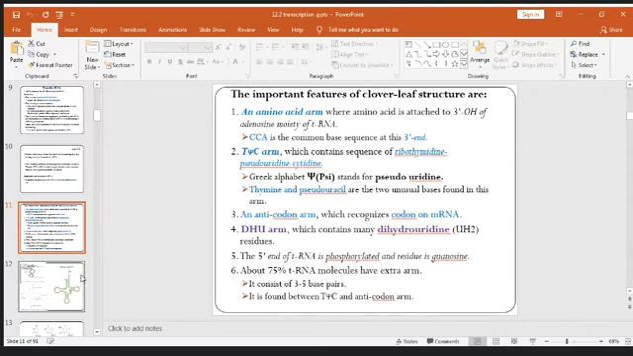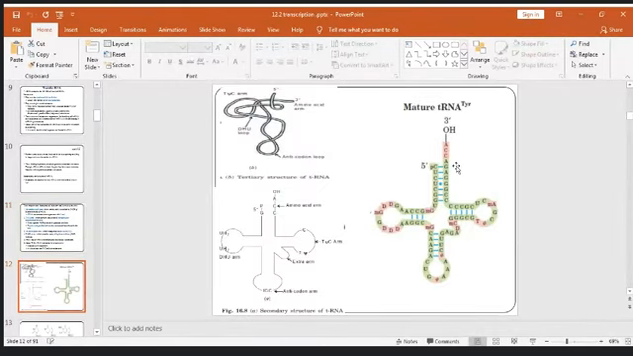The clover leaf structure has various arms that we will see. The first one is the amino acid arm, where the amino acid is attached to the 3 prime end of the adenosine moiety of transfer RNA. You can see on the structure in this slide. As you can see here, it has a 3 prime end and a 5 prime end.